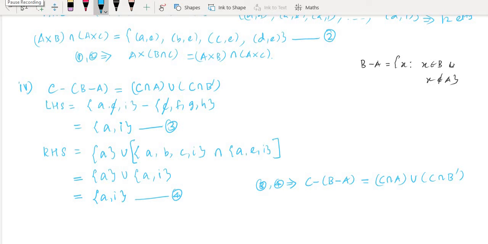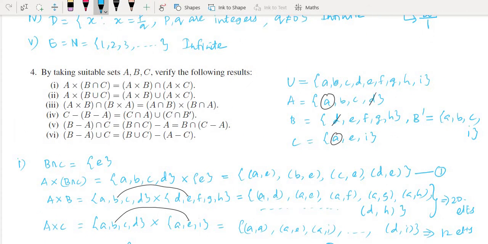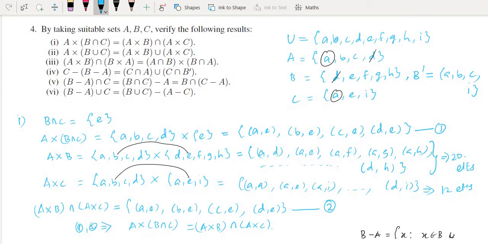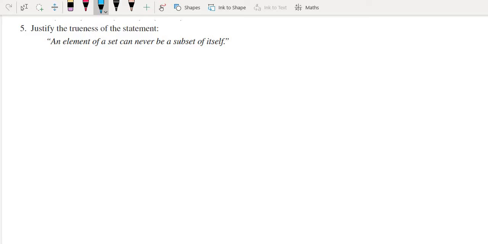Similarly, we can check the other two subdivisions, which are the fifth one and sixth one. Then question number 5: Justify the trueness of the statement. An element of a set can never be a subset of itself. So let me explain this question.